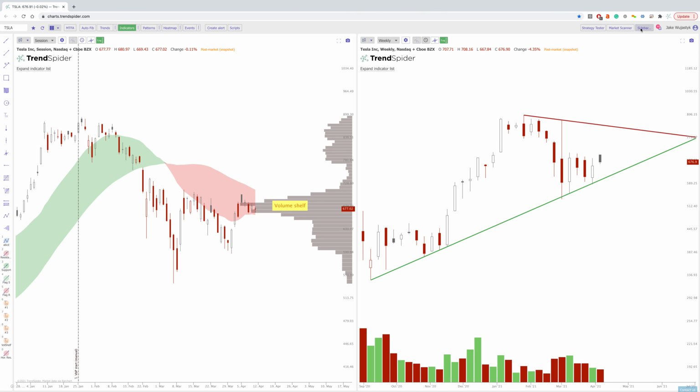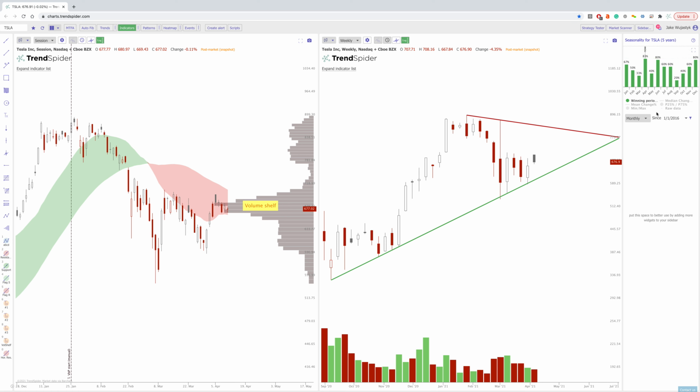So all in all, going on to the sidebar real quick, we'll look at the seasonality side of things, and you can see here that April has an 83% win rate since the 2016 lows. So April is historically a pretty strong month.